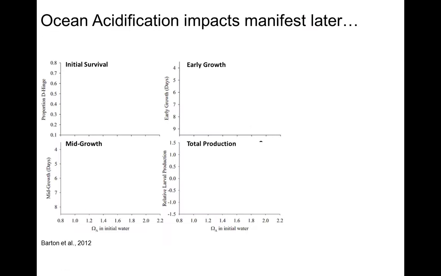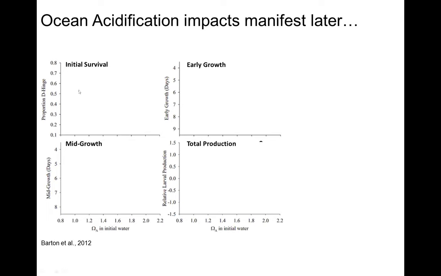So I'm going to walk you through the graph from the Barton et al. paper. This was the data that Alan was collecting and working with Burke, and we've put together to try to figure out what was actually happening. And so I'm going to show you a number of graphs here. What's on the x-axis for all of these is the aragonite saturation state in the initial water. And so that's the water that the larvae are grown in for the first 48 hours of life.